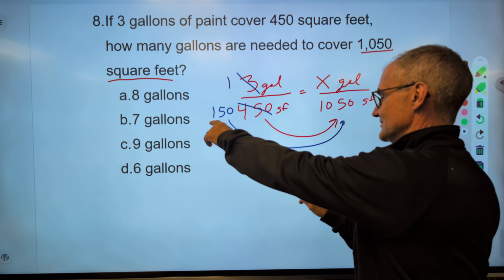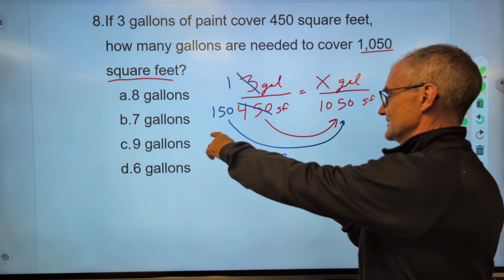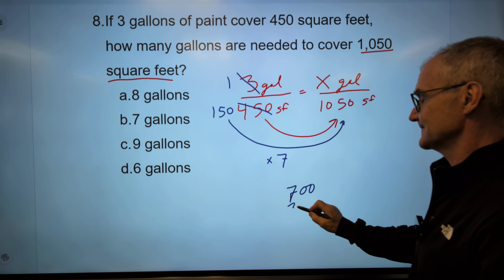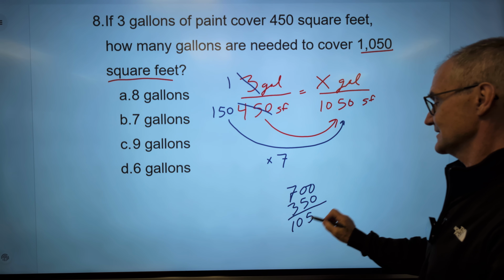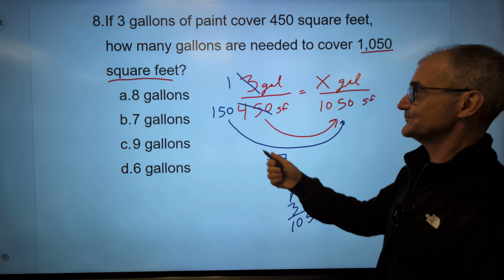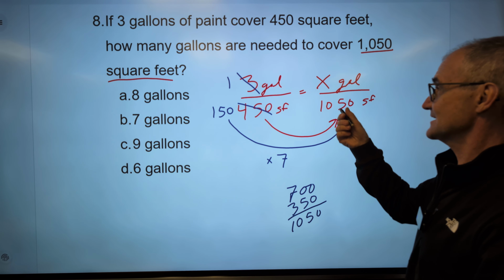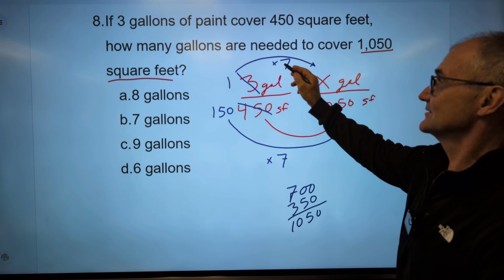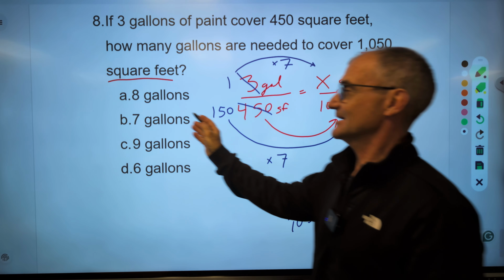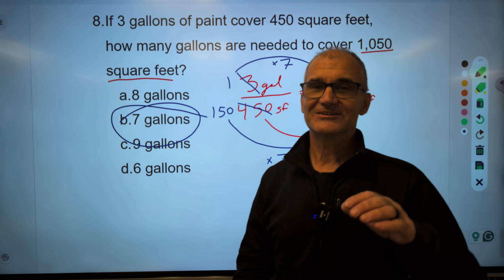7 times 100 is 700. 7 times 50 is 350. That gives me 1050. So I did do this correctly. 150 times 7 gives me 1050. 1 times 7 will give me 7. Correct answer, answer B right there.